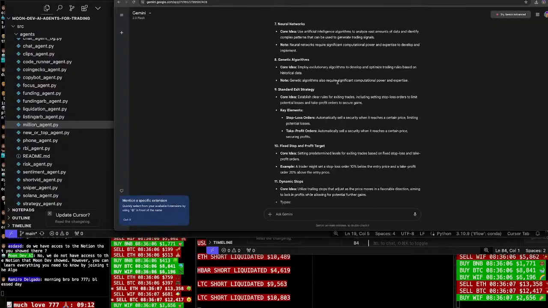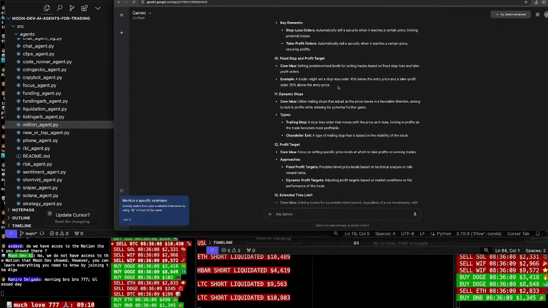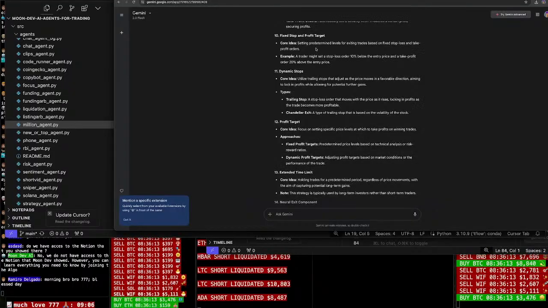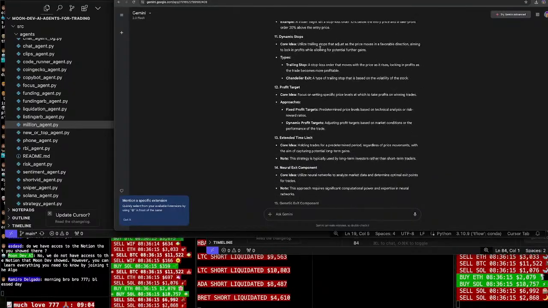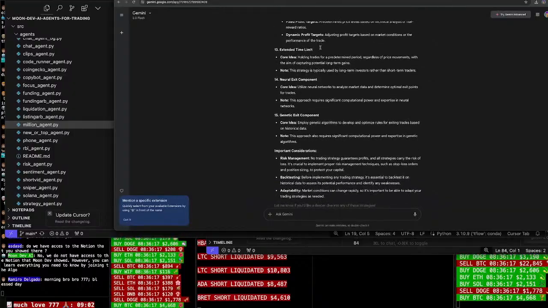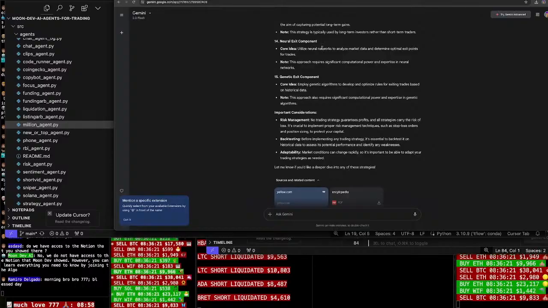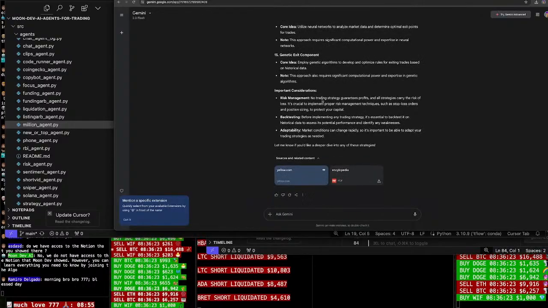Standard exit strategy. Fixed stop and profit target. Setting predetermined levels for exiting trades. Okay, dynamic stops, profit target. Extendable time limit here. Neural exit component. Yes, dude, this is fire.